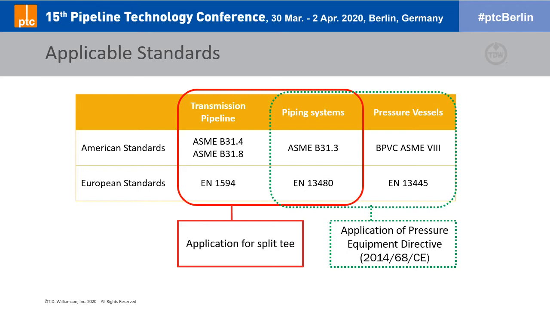The Pressure Equipment Directive only applies to the last two categories, piping and pressure vessel. In fact, transmission pipeline is out of scope of the PED. However, this directive influences many requirements even beyond its scope of application.